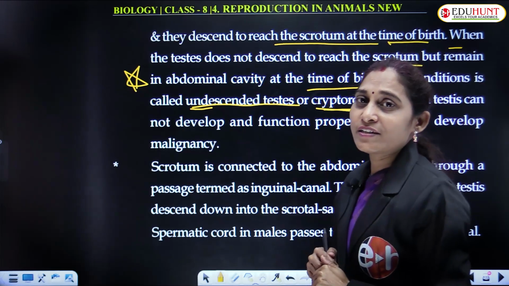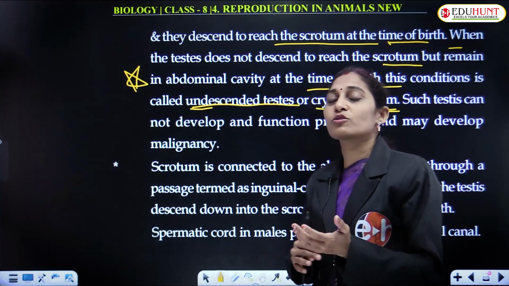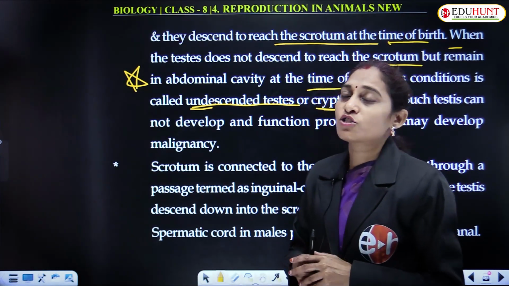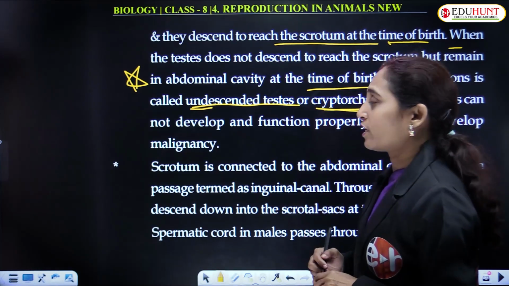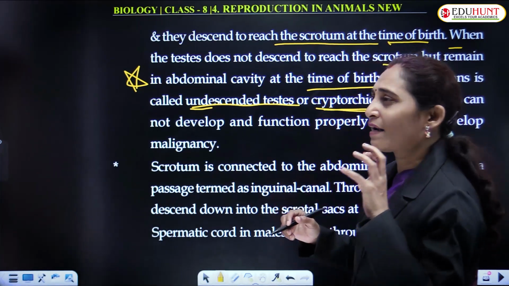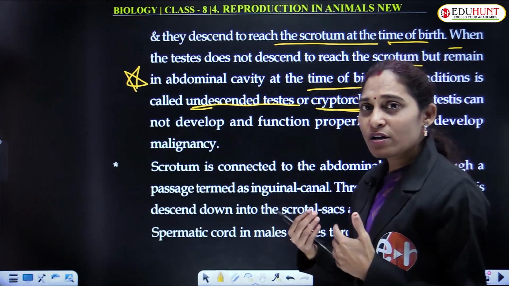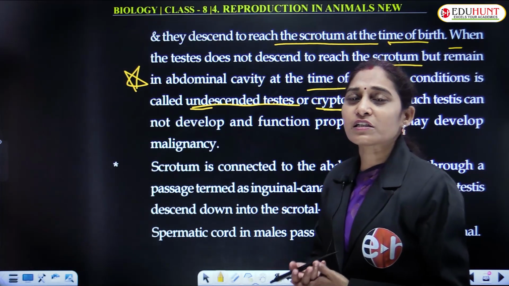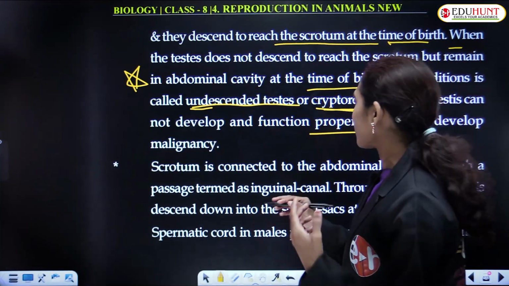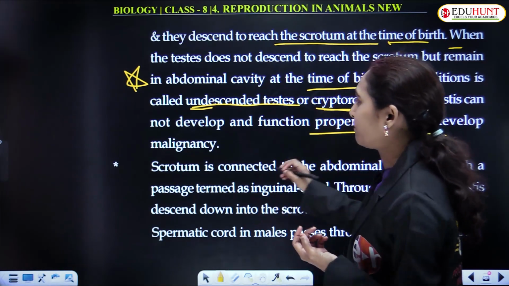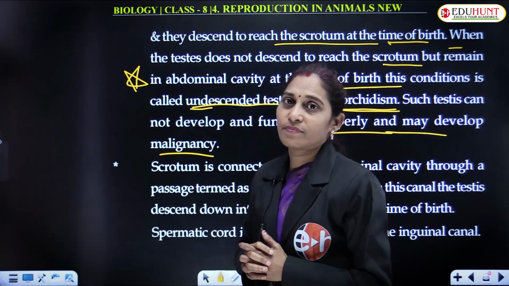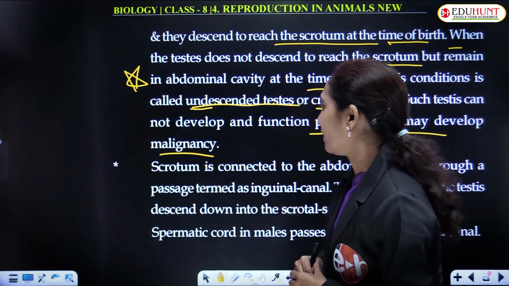Cryptorchidism is an abnormal condition where the testis remain in the abdominal cavity. Even after birth, they never reach the scrotal sac. Such testes cannot develop and function. Why? Because they are not present in the scrotal sac. They have dysfunction, malfunctioning, and they may develop malignancy.